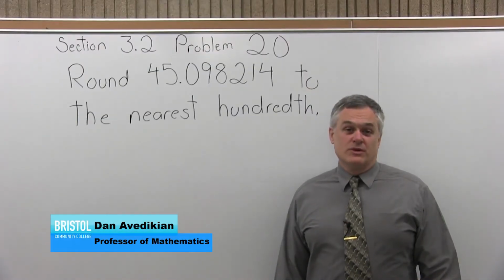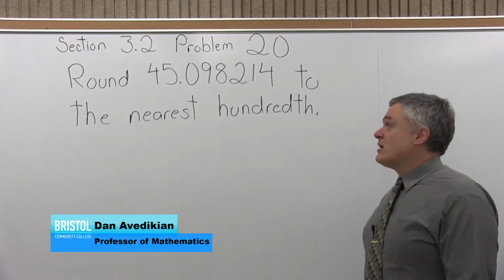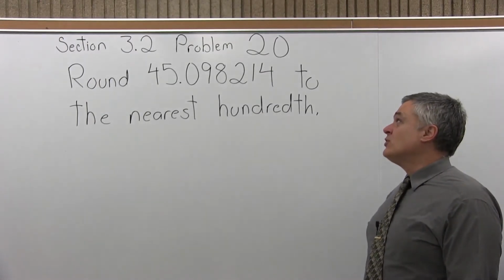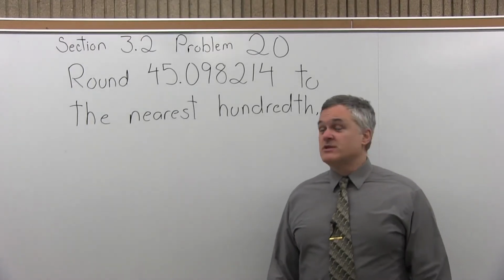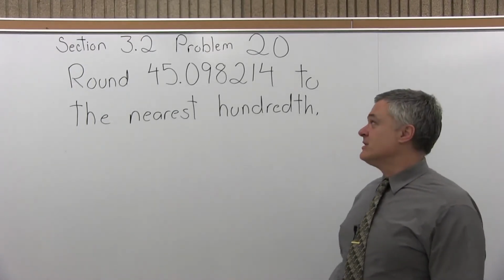This is Section 3.2, Problem 20. It says round 45.098214 to the nearest hundredth. So it's the same number as the previous problem, but we're rounding to a different digit.